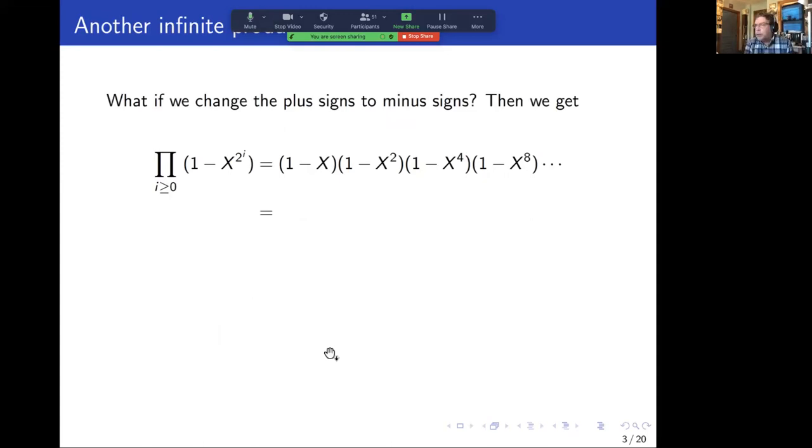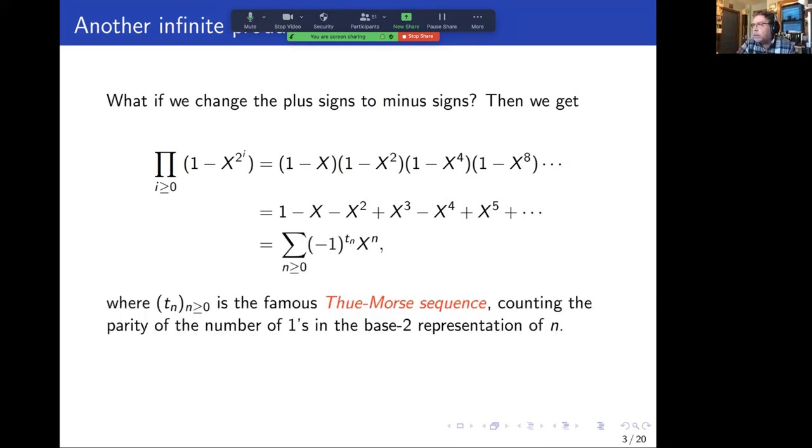Okay, so now you might say, what if we play with this a little bit? What if we change the plus signs to minus signs? Then we get the same sort of product, but it now has both plus and minus signs in it. Maybe you can see right away what this is going to be. This is going to be the Thue-Morse sequence, which we already heard mentioned previously in this day of short talks.